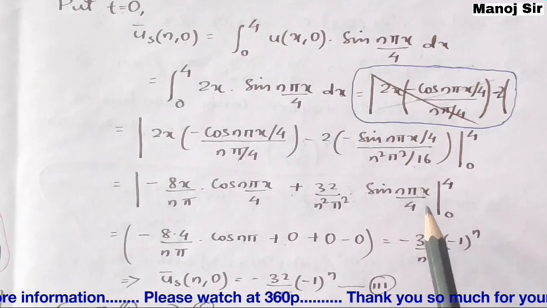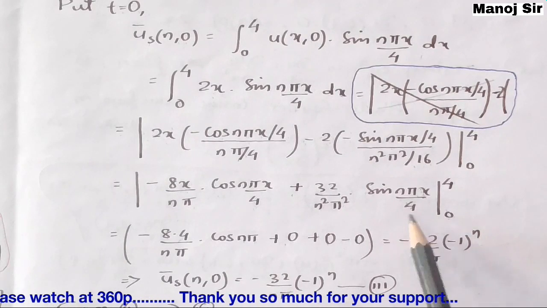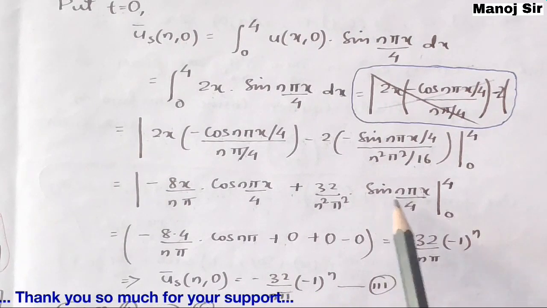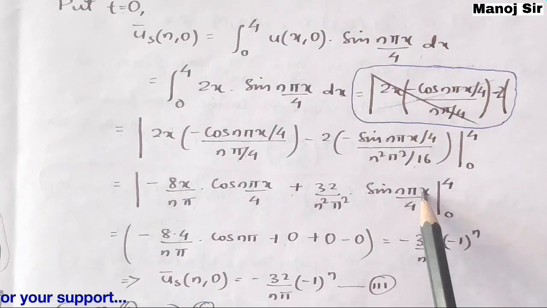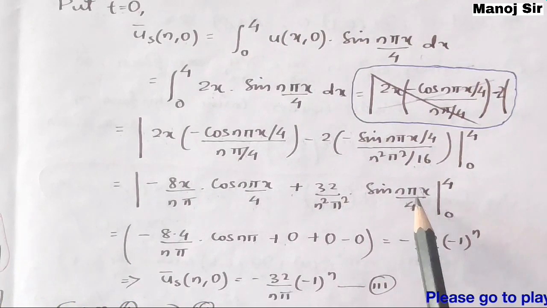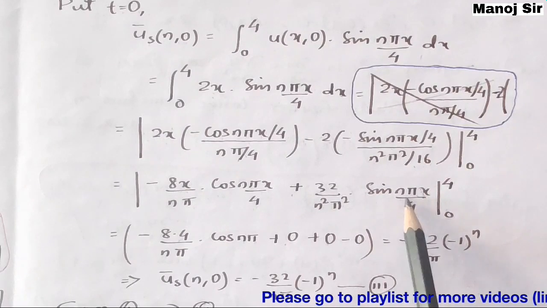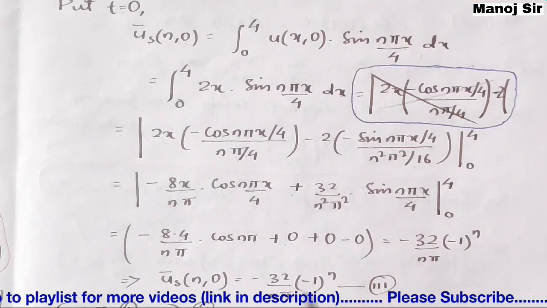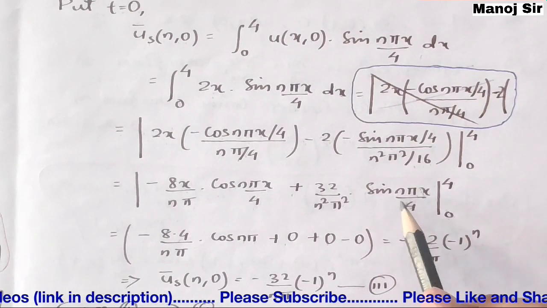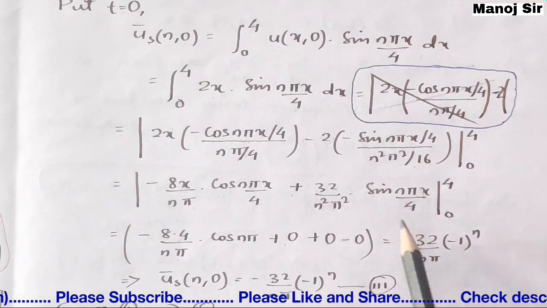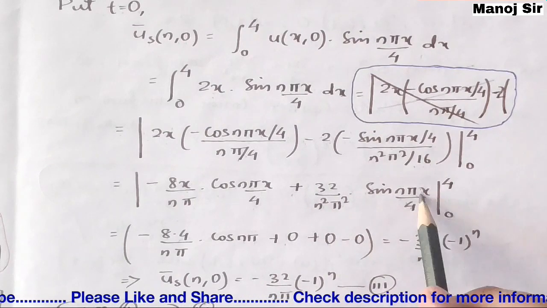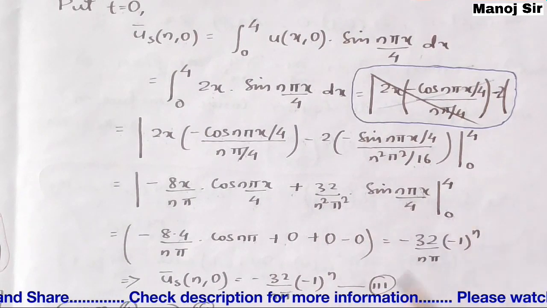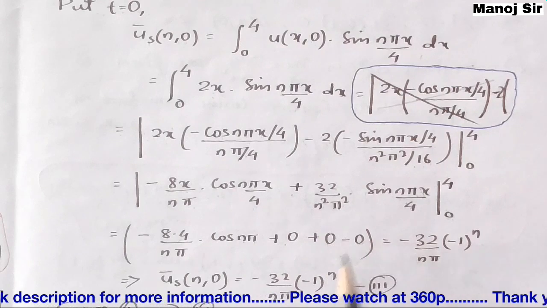On putting x equals 4, you can see the 4 gets cancelled, so you are left with sine of n pi, and the value of sine of n pi is 0. If you put n equal to 1, 2, 3, 4, in that case sine will become 0. So the upper limit is 0. On putting the lower limit 0 here, sine 0 is again 0, so the upper limit and lower limit both are 0.